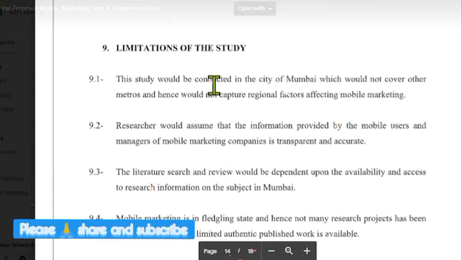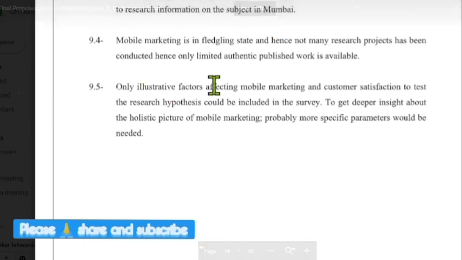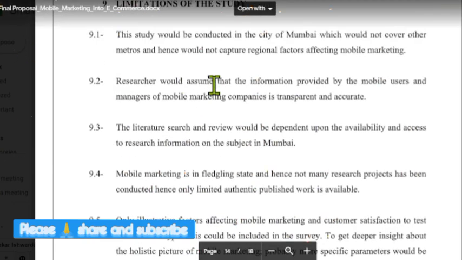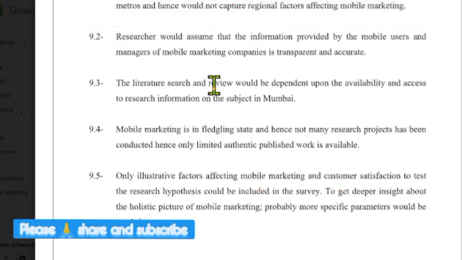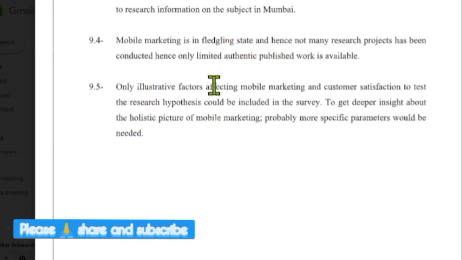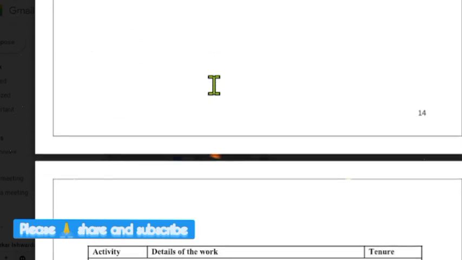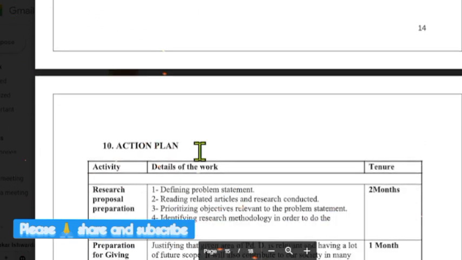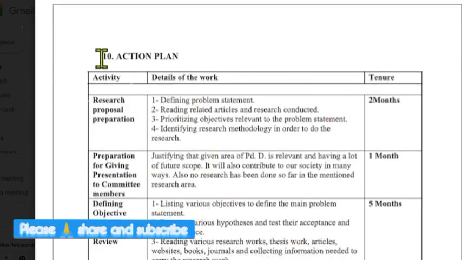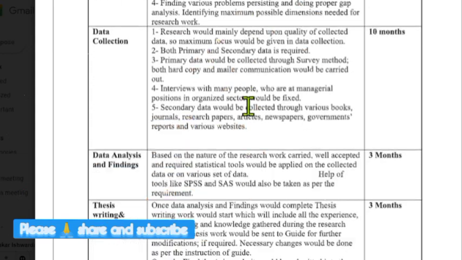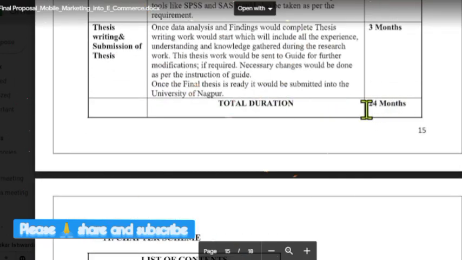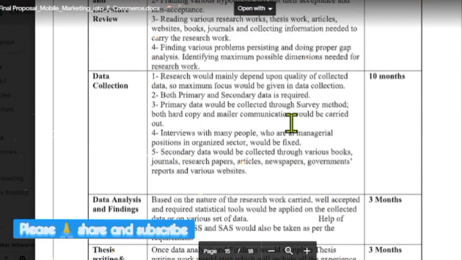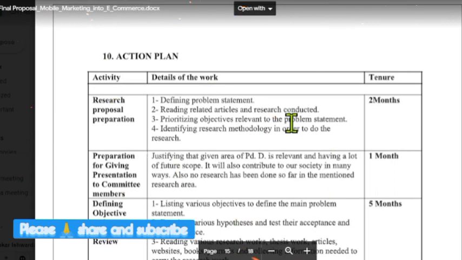Limitations of your study, you can discuss over here. It can be 4 to 5 again, not more than that. Don't go beyond that, because if you give more limitations, then obviously it shows that you are not intending to do an unbiased study. Action plan, this again you have to mention in the synopsis, which earlier was 24 months for PhD, now it is 36 months, that is 3 years you are supposed to undertake the research work.